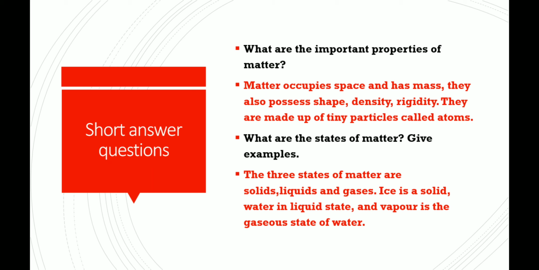The second question is given that what are the states of matter? Give examples. The answer to this question is the three states of matter are solids, liquids and gases. Ice is a solid, water is in the liquid state and vapor is the gaseous state of water. Vapor means here I mean steam.